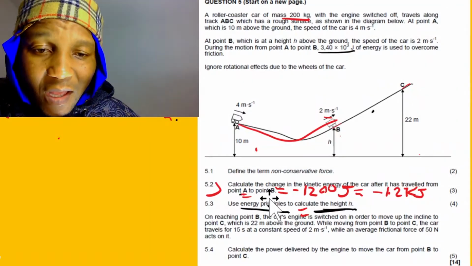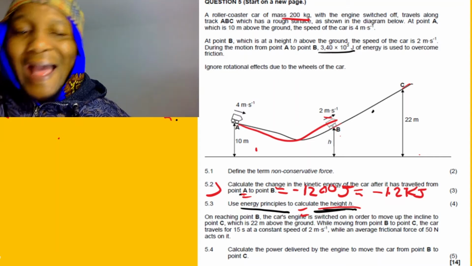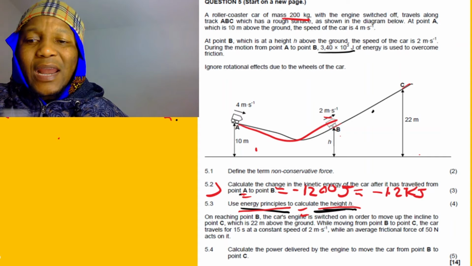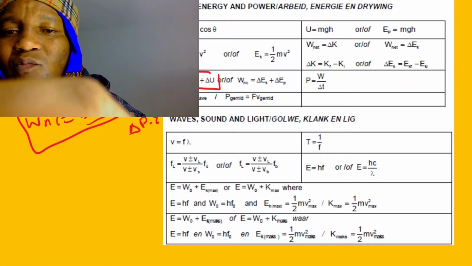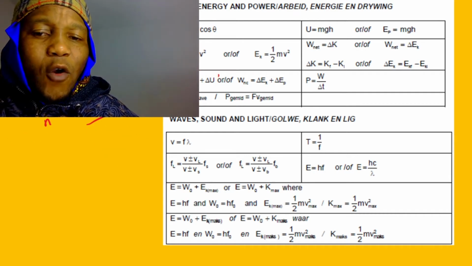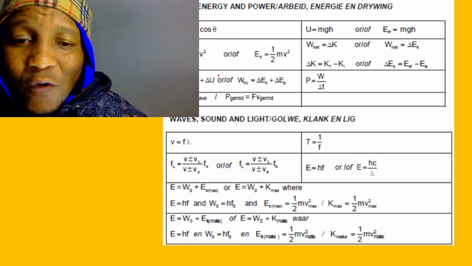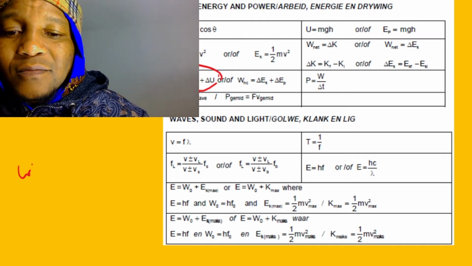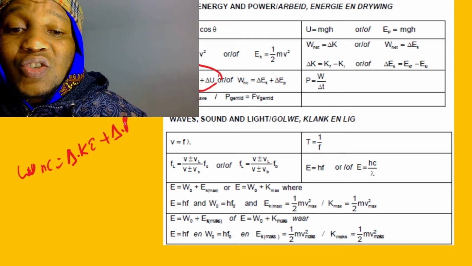So they say here, find the height. But we have to use the energy principle. Let me take you back a little bit. In the energy principle there are a lot of formulas, so they might give you a formula sheet. If they don't give it to you, you have to know this. So I'm going to use this formula: work done equal to change in kinetic energy plus change in potential energy.